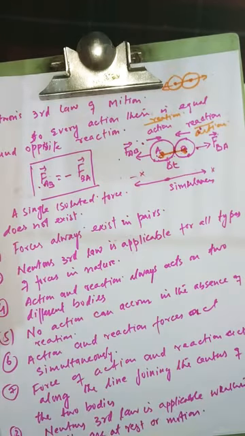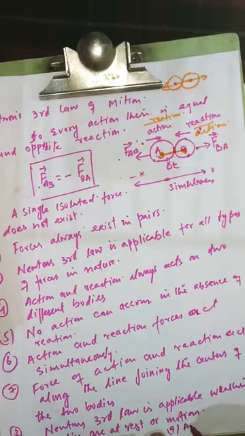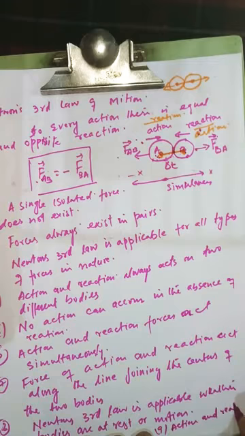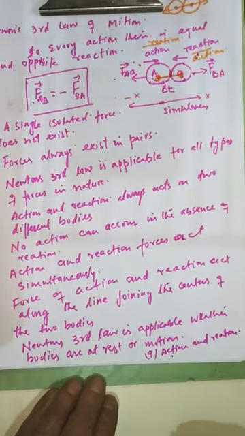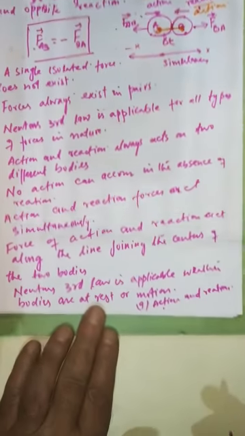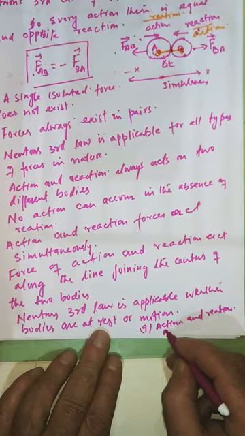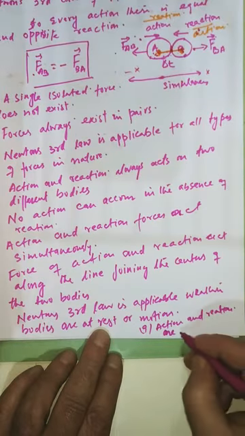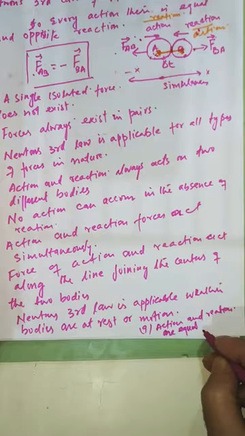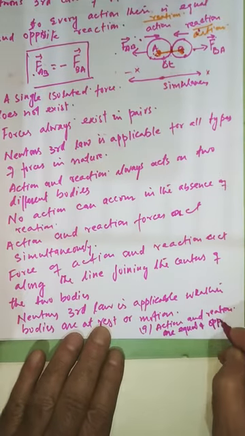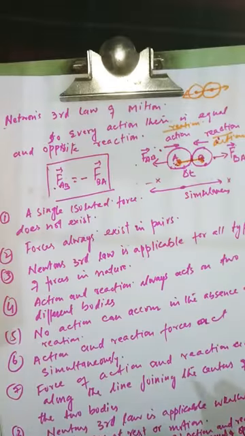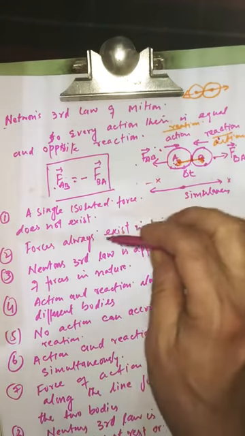Number nine. Action and reaction are equal and opposite. So these were 9 points regarding Newton's third law.